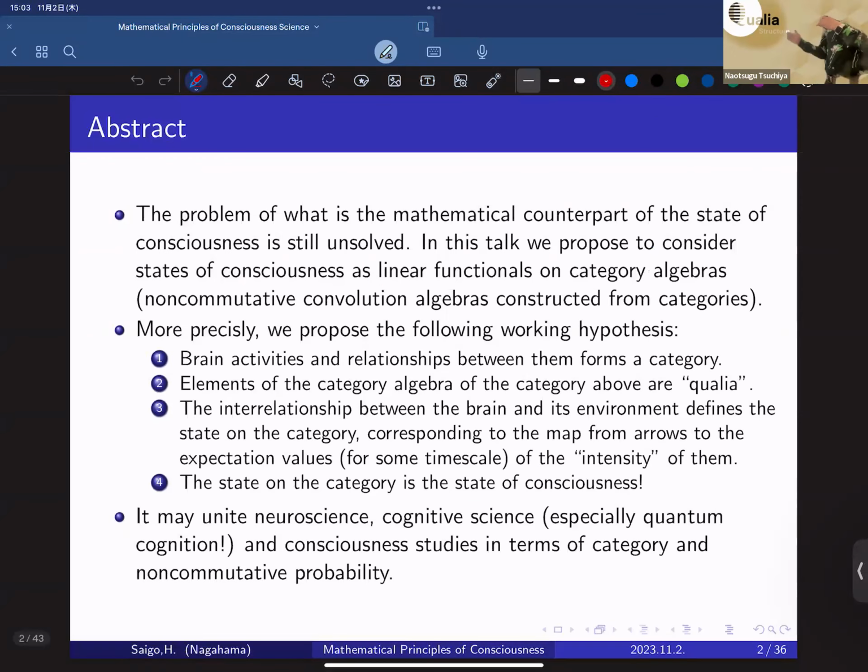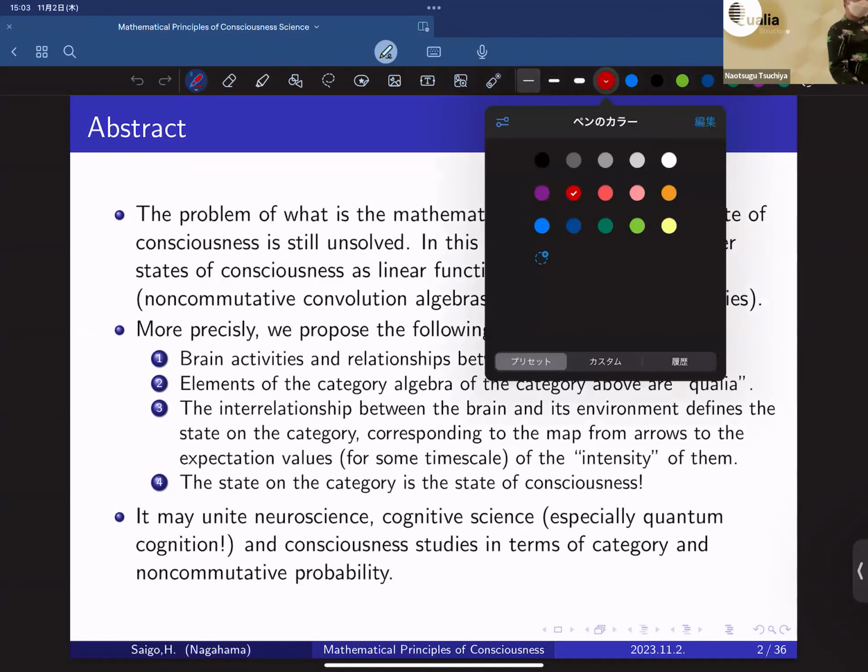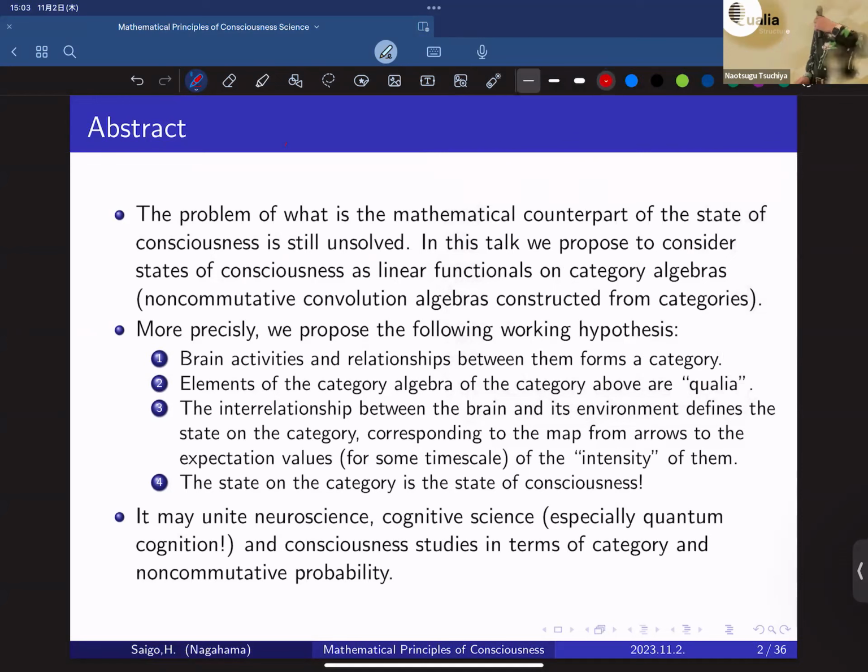So this is the abstract. The point is that the fundamental question of the mathematical principles of consciousness science is how do you define the notion, or mathematical counterpart, of the state of consciousness? I think it is still unsolved. In this talk, we propose to consider the states of consciousness as linear functions on category algebras.